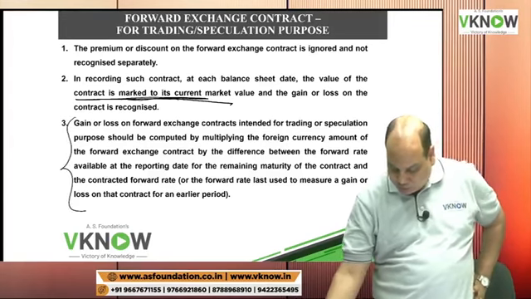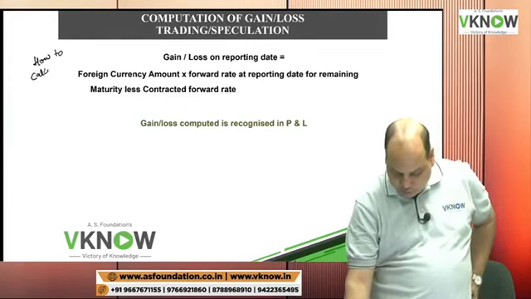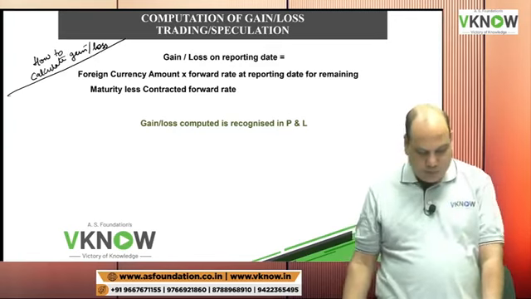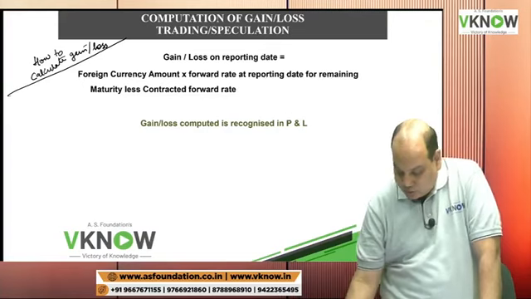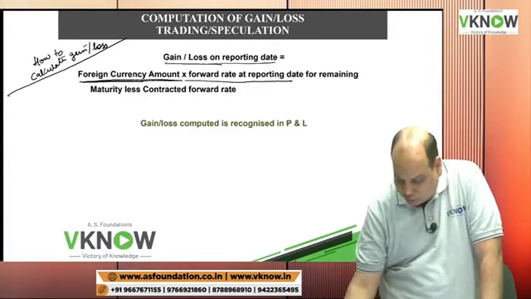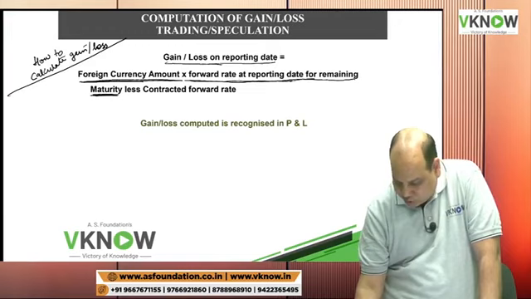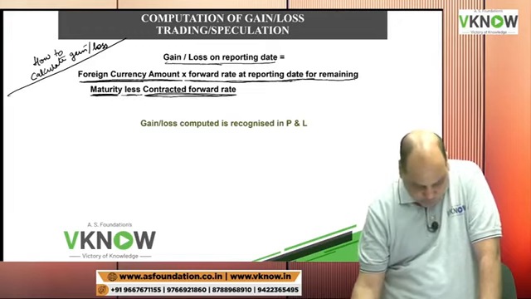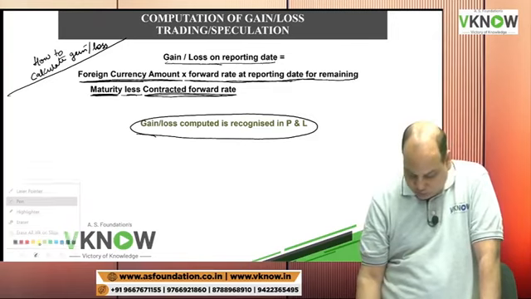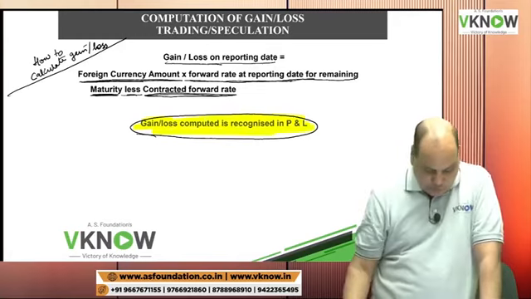How to calculate the gain or loss? I have given a small formula in your book. Just 5 minutes more today. So gain or loss is equal to foreign currency amount into forward rate at reporting date for remaining period of maturity minus the contracted forward rate. And the treatment is the gain or loss computed will be transferred to P&L account. This you note down in your book if it is not printed. Gain or loss will be recognized in P&L account.